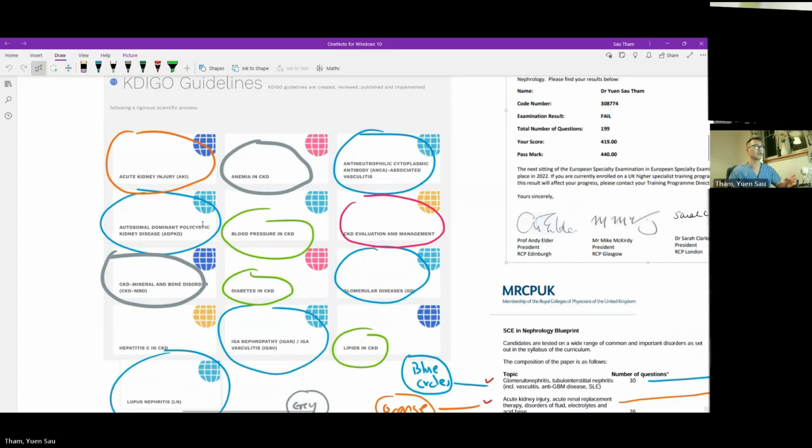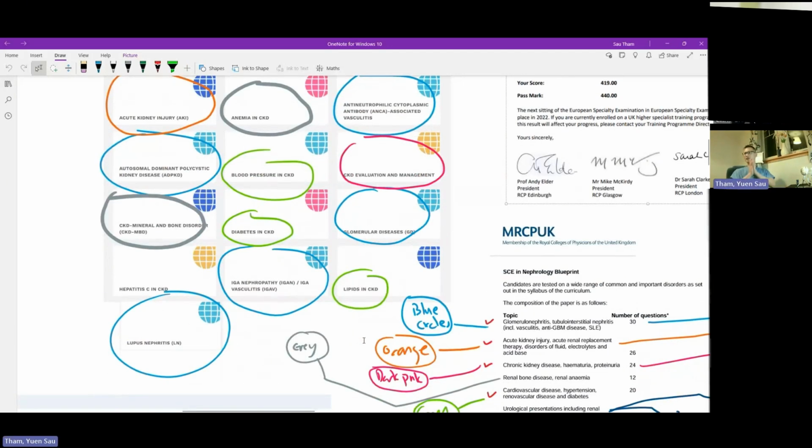You're better off, if you have limited time, focusing your time on the guidelines. Because again, this is a clinical exam. Okay. So these in blue are things that I would fully recommend. Now, again, these are guidelines. They just tell you to do things. Like, do this if it's this. If it's this, do that.